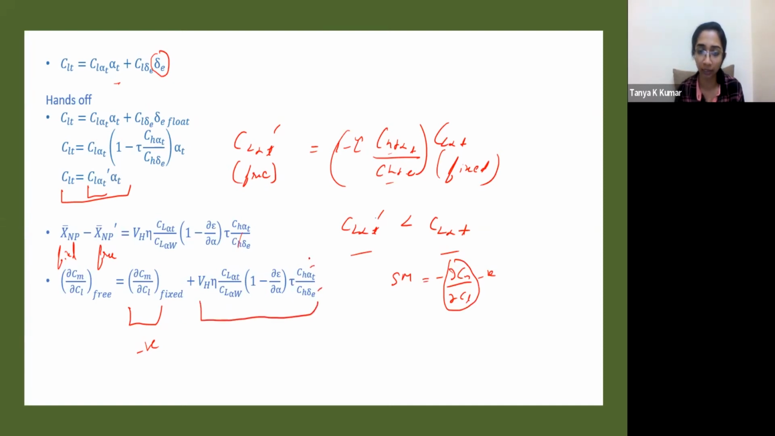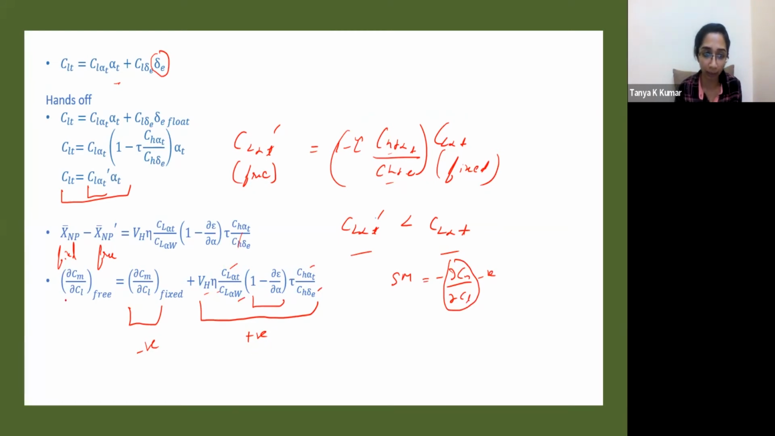This is negative, so this entire thing becomes positive. Tau is positive, a positive quantity less than 1. CL alpha tail is positive, CL alpha wing is positive, these two are positive. So this entire term is positive. What it does is it contributes towards destabilizing the stick fixed case. This was negative and you're adding a positive quantity to it.